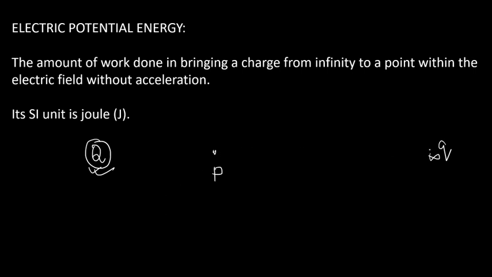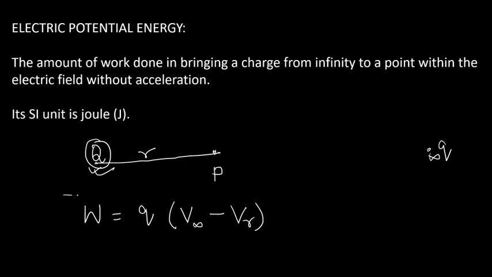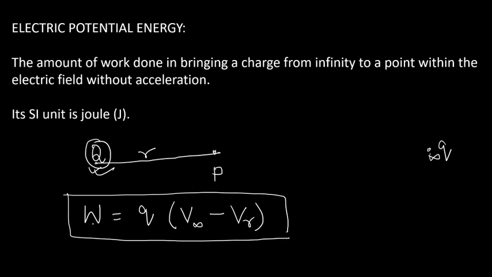Now what will be the potential energy for this system? Suppose the amount of work done is equal to charge q into the potential difference between the 2 points. So it is coming from infinity to a point which is situated from capital Q at a distance r. So q into V(r). So we can calculate the electrical potential energy by calculating the work done in bringing the charge from infinity to that point.